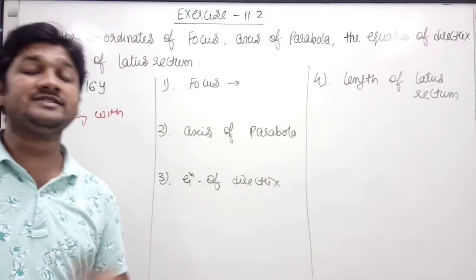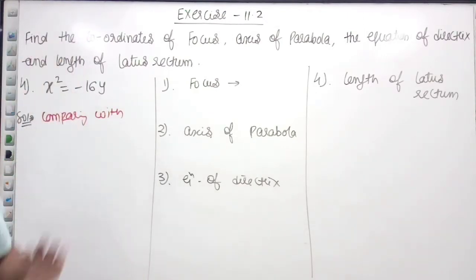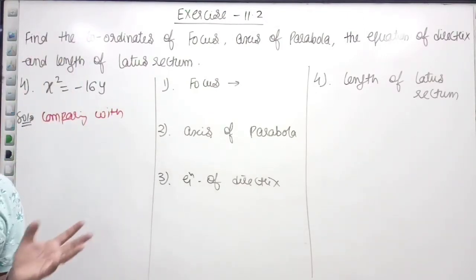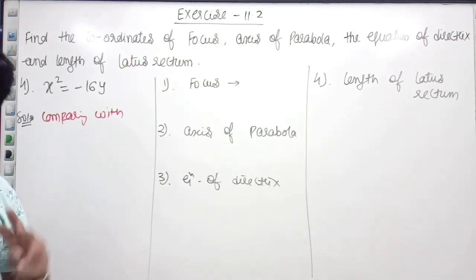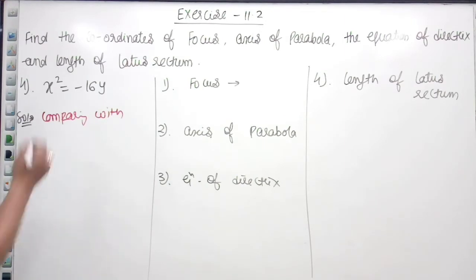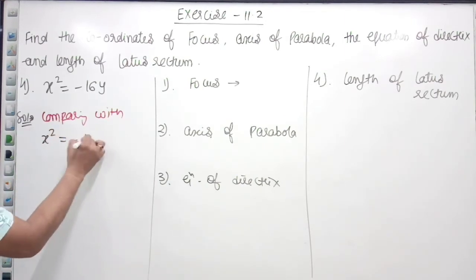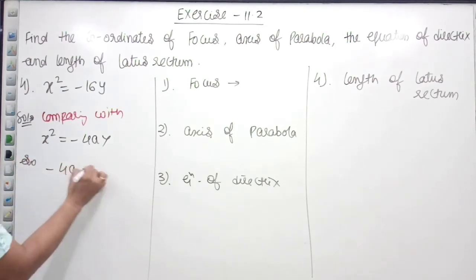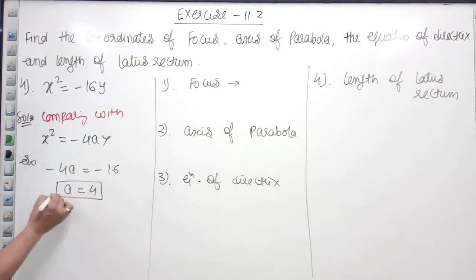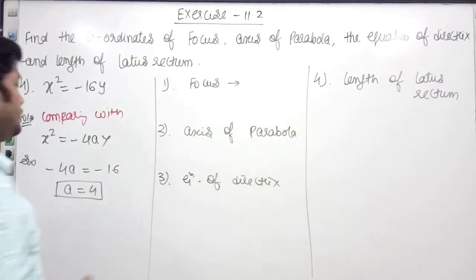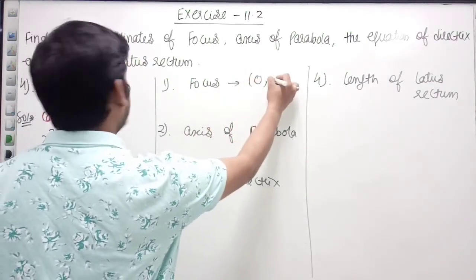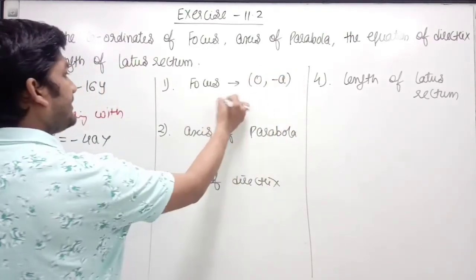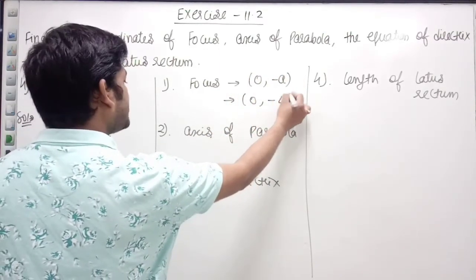Now fourth question is x square equal to minus 16y. Always remember, whenever you are solving a question, always remember the 4 cases. Now if I talk about this case, we will compare with x square equal to minus 4ay. So I can say minus 4a equal to minus 16. So a will be equal to 4. Right? A is 4. Focus is 0 comma minus 4.